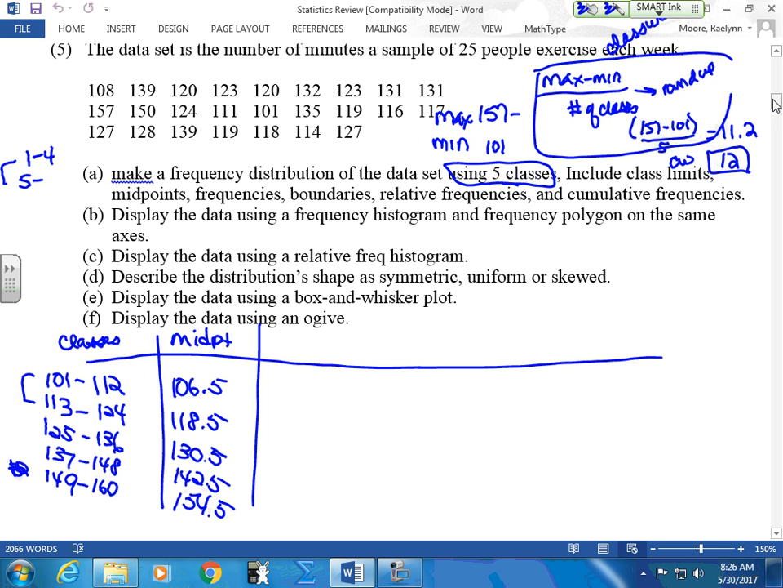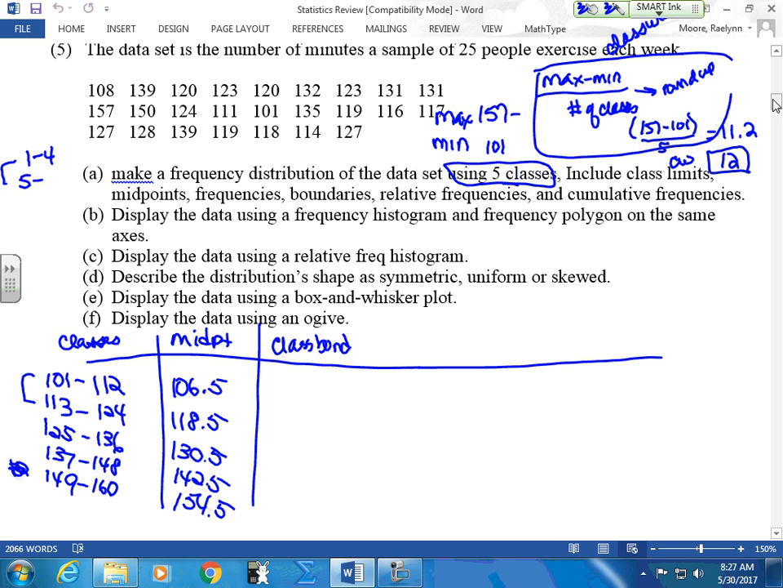We did, for an ogive, we have to use class boundaries. Class boundaries was just so that there's no gap between. If midpoint works fine, you don't have to worry about it. But if you use your boundaries, you have a gap between 112 and 113. Remember, we would have a gap, but we always keep our bars touching. So to get around that, we do class boundaries.